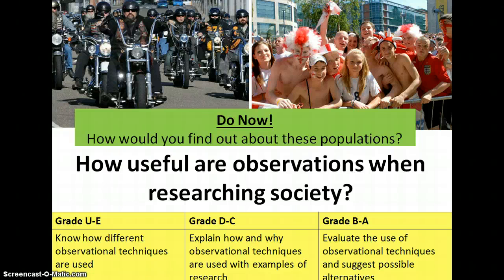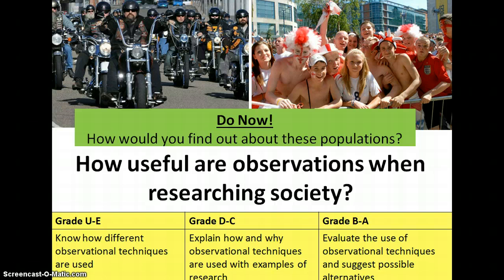This lesson we were evaluating the usefulness of observations in researching society. So looking at the two images above, we considered how we would best research them. We thought about perhaps trying to join their gangs or their groups, wearing the same clothes, identifying with them, maybe adopting their attitudes and behaviours and values, supporting the things that they support, and so on.